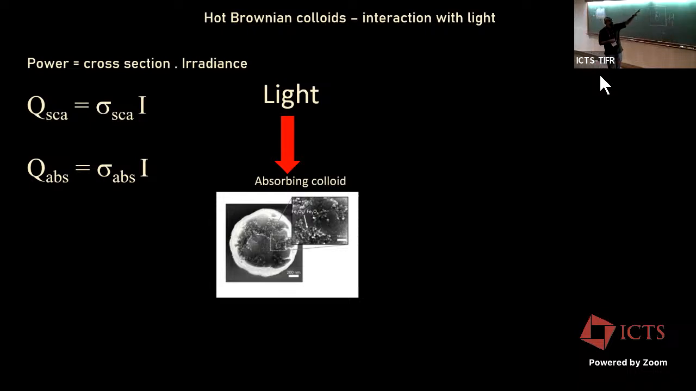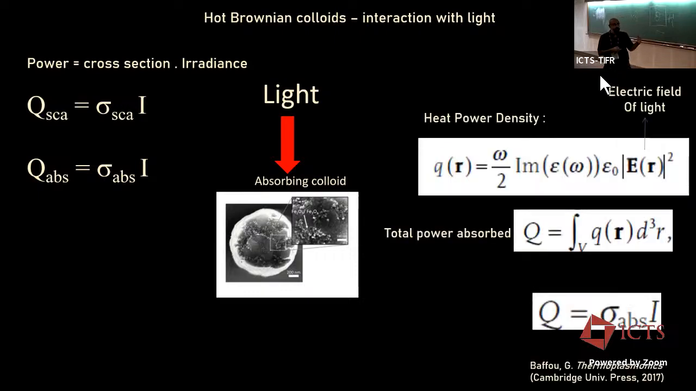This is the general definition, but if you want to really look at it from a matter viewpoint, then you will have to look at the heat power density. So this is the general heat power density, which is associated with the imaginary part of the dielectric constant, times the frequency at which you are illuminating that object, times the mod square of the electric field, which is the intensity. If you take this particular heat power density and take the volume integral with respect to any particle of interest, you end up getting the total power absorbed.